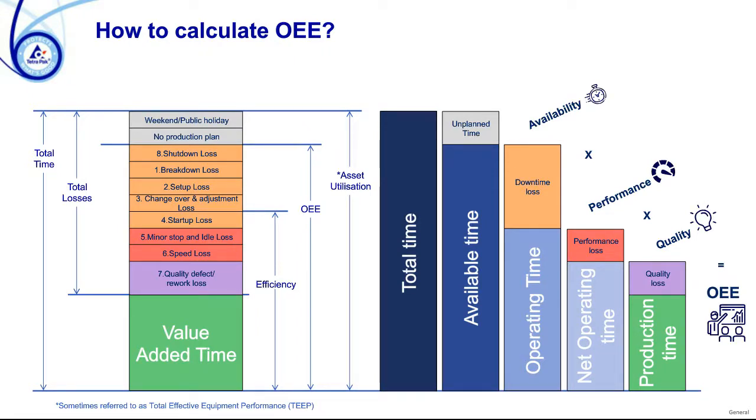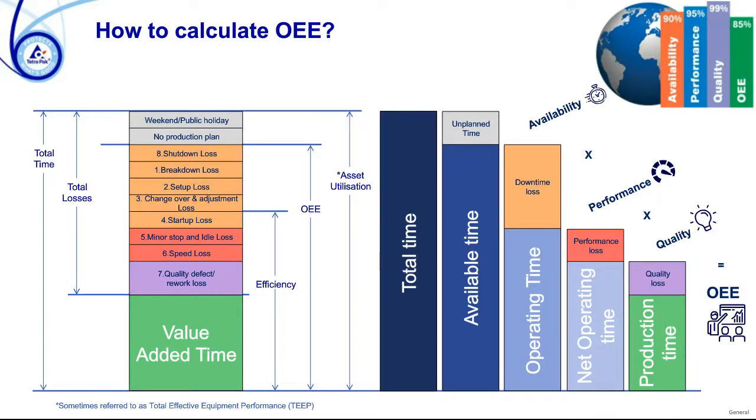So OEE simply is the product of availability times performance times quality. It can also be calculated in a different way, which is by dividing production time by available time. In the picture you see here, this is the level of world-class OEE. It's currently at 85%. You also see the corresponding levels of availability, performance, and quality.